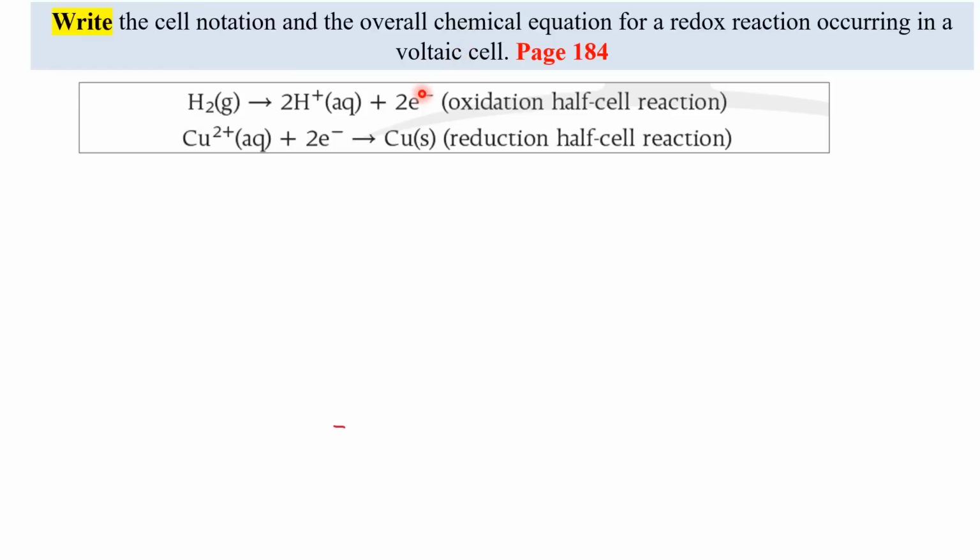So imagine that we have a voltaic cell. Okay, this is where the oxidation happened. This is the oxidation half cell. So this is the anode, and this is where the reduction half cell happens. So this is the cathode.